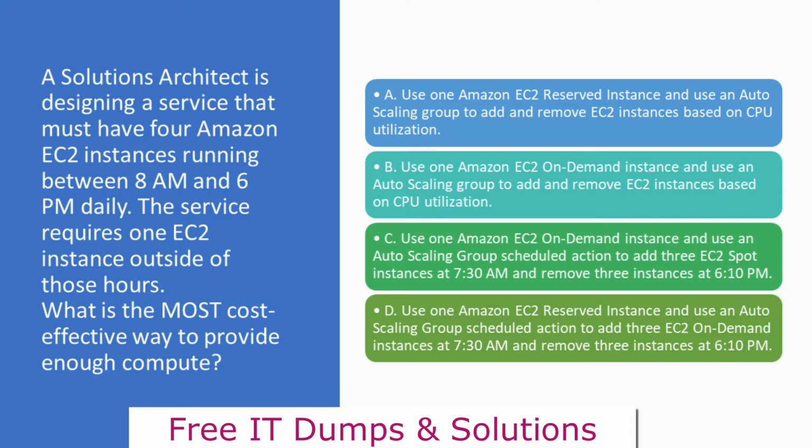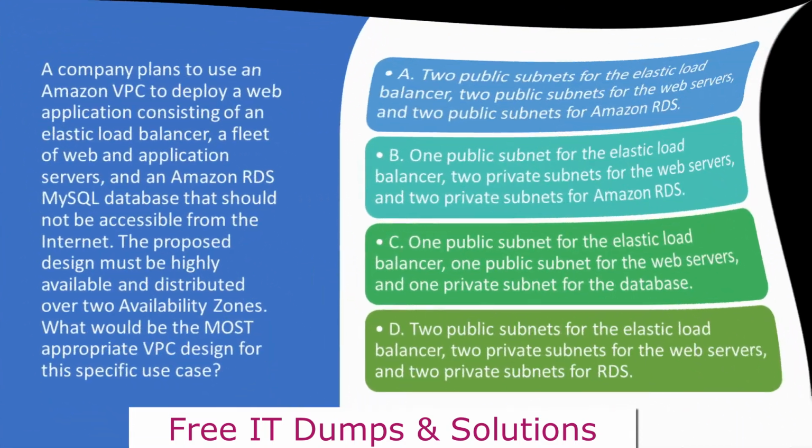Correct answer for this question is option D. Use 1 Amazon EC2 reserved instance. We need 1 instance to run 24/7 as per the question. And to provide a cost-effective solution, we will use 3 EC2 on-demand instances between 8 a.m. and 6 p.m. daily. Let's talk about the next question.